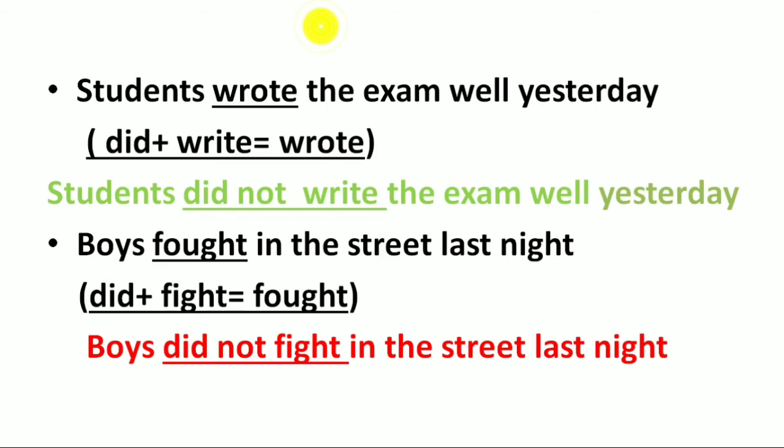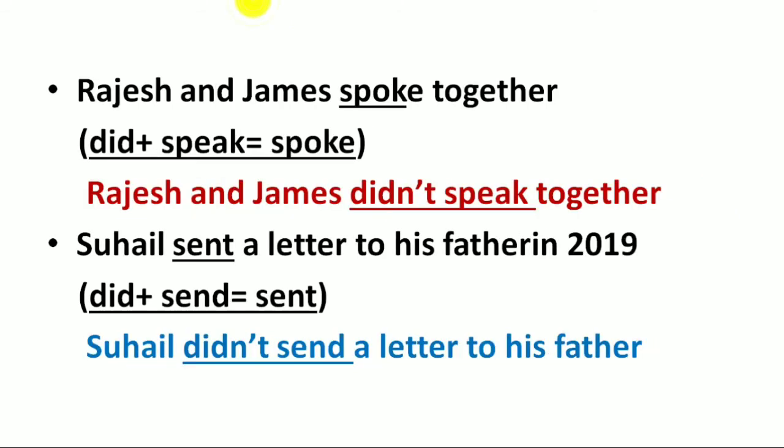If we have split the auxiliary from the verb, then we don't use that verb again. That means we have to use did plus V1. That means did plus write here, then did plus fight here. Not did plus fought, not did plus wrote. They are incorrect.